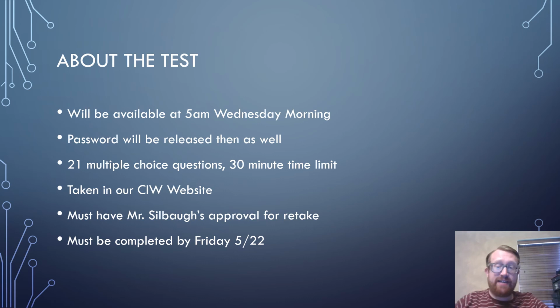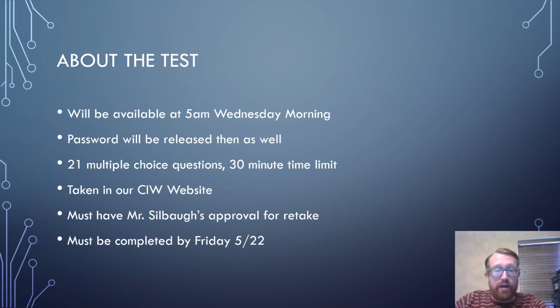If you do run into any technical issues, you need to let me know so I can help you out. Email me. You can text me. Whatever you need to do to get a hold of me. Just if you do run into any technical issues, you will be allowed to retake it. That's not a problem. Just let me know. You're going to take it in our CIW website as always. If you do want to retake it, I am going to make it so there's only 1 attempt on the test. So if you do want to retake it, you need to email me, message me, and let me know. You need to get my approval before doing so.